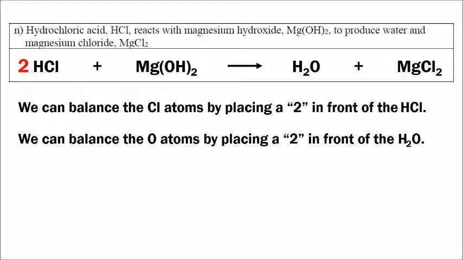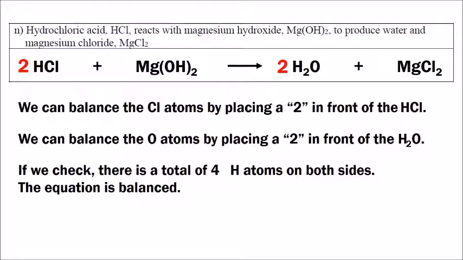The oxygen atoms can be balanced by placing a 2 in front of the water, so that we have 2 oxygen atoms on both sides now. How many hydrogen atoms are there on the left? Well, 2 plus 2 is 4. And on the right, 2 times 2 is 4. So the equation is now balanced, and the coefficients are 2, 1, 2, and 1.